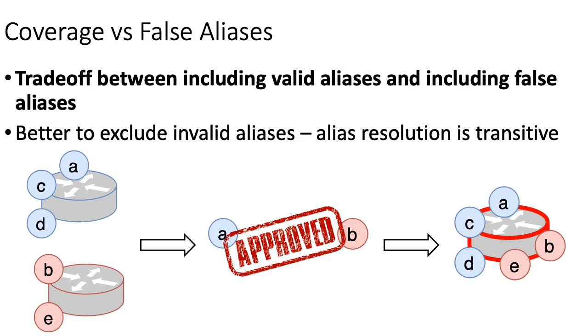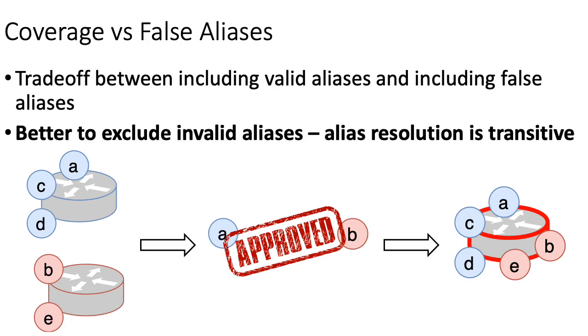Before I discuss how I use the reply TTLs to keep or discard potential router aliases, I first need to talk about the natural trade-off between including more valid aliases and including some false aliases. And in general, I think it's better to limit false aliases, potentially at the expense of reducing the coverage, because of the transitive nature of alias resolution. And this is what I'm showing at the bottom of the slide.